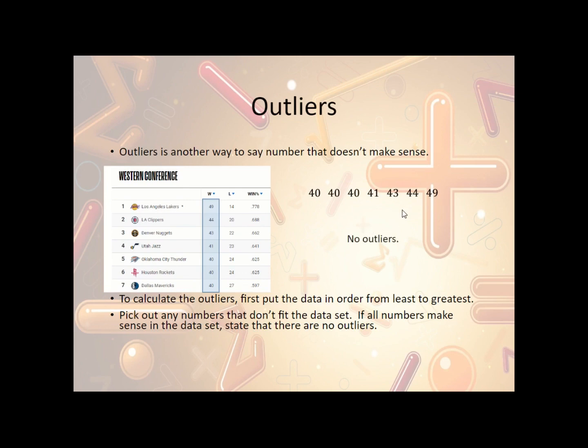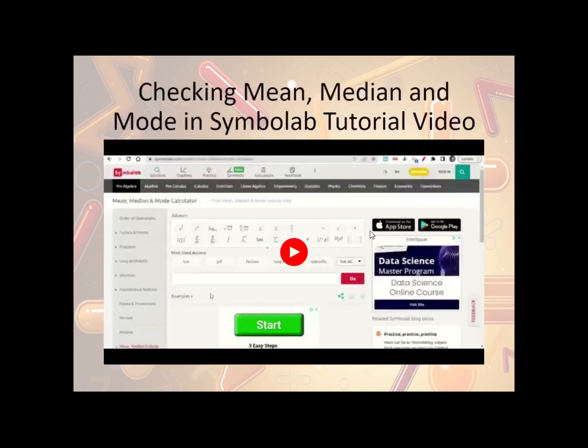So in this one, we'd say there's no outliers. Even though 49 is a little further away than the rest of these from each other, it's not that far away. So we'll go ahead and keep it and call it not an outlier.